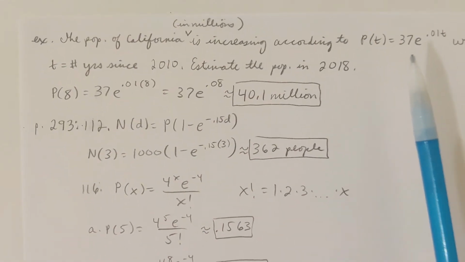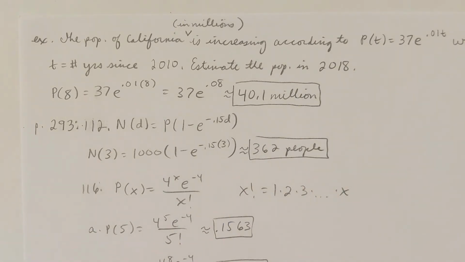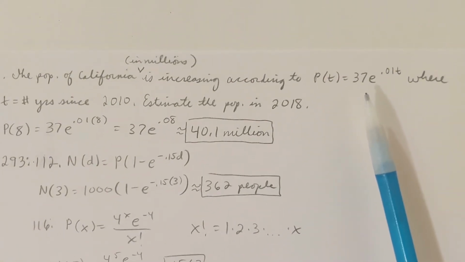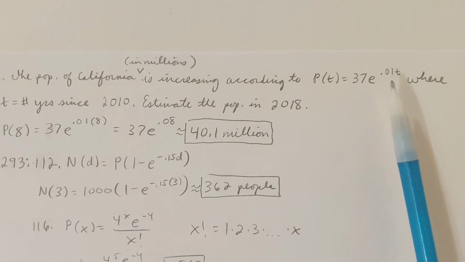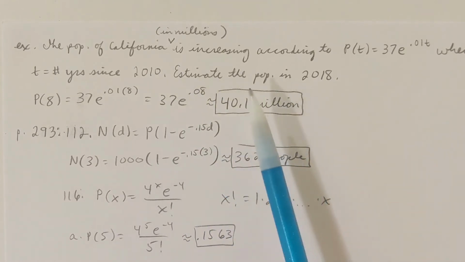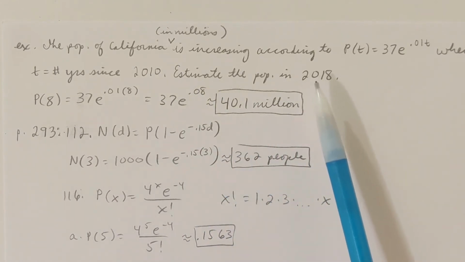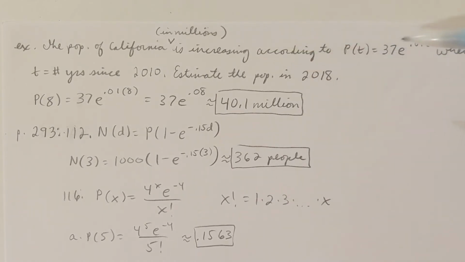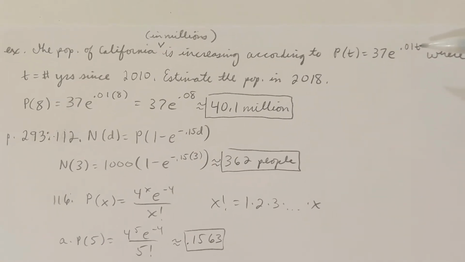The next example that I've got here is the population of California, which is in millions, is increasing according to the function p of t equals 37 times e to the power 0.01t, where t is the number of years since 2010. Estimate the population of California in 2018. So first of all, the population of this state is continuously growing. Continuously, that's a key word that I'm saying. And so it makes sense to be using the formula for continuous compound interest.